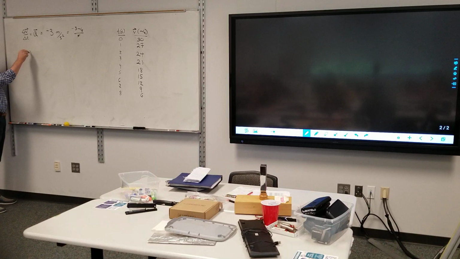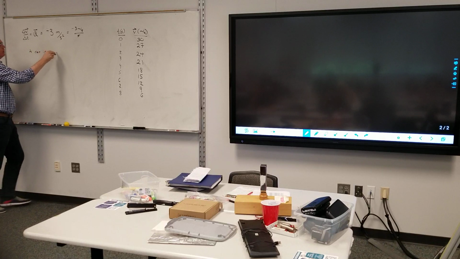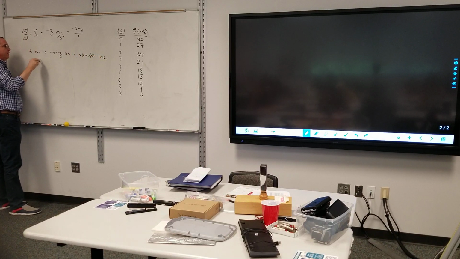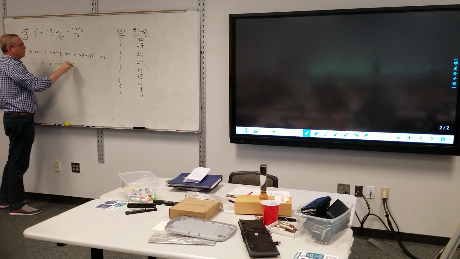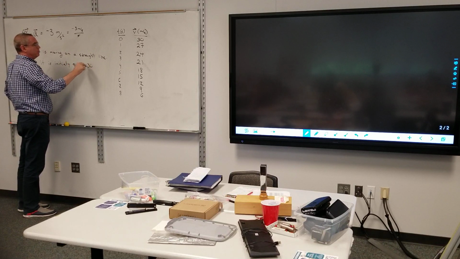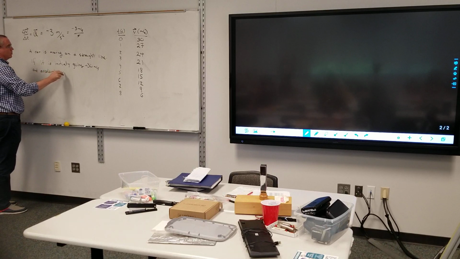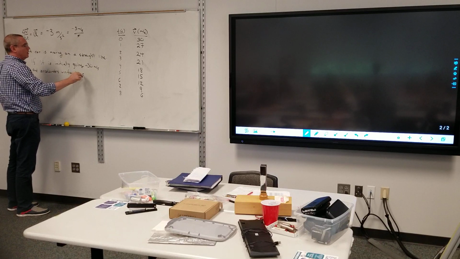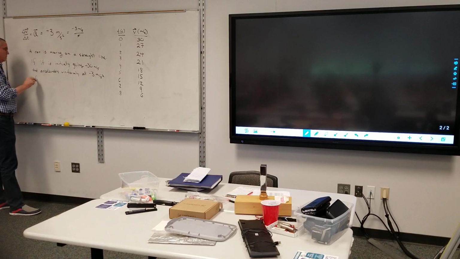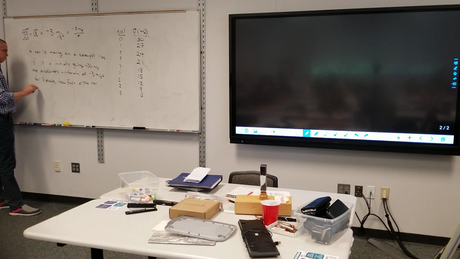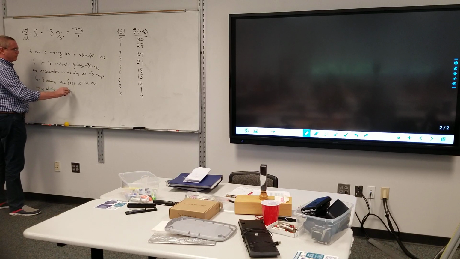So if I told you the initial velocity, the car is moving on a straight line, if it is initially going positive 30 meters per second, it accelerates uniformly at negative 3 meters per second squared for 8 seconds, how fast is the car going after the 8 seconds?